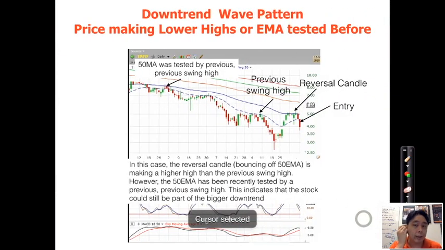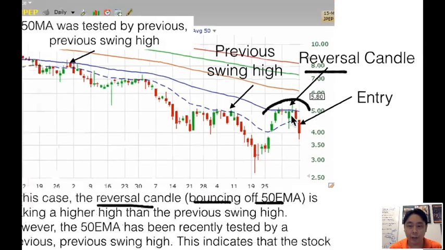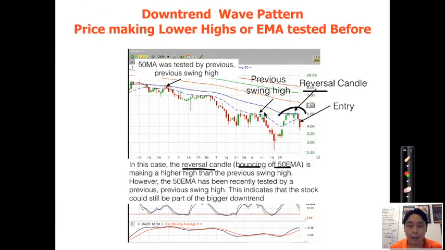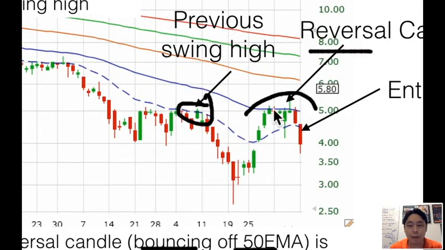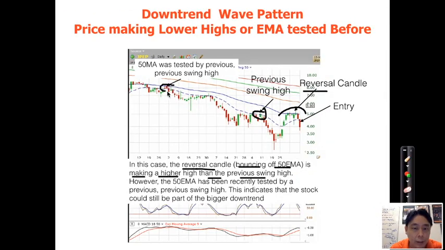Now, here's again the third scenario. Third scenario is one where the reversal candle, which is bouncing off the 50 moving average over here, you can see, right? That's my reversal candle. It's making a higher high than the previous swing high, right? But it is bouncing off the 50 moving average. And this moving average has been tested before, right? It was tested here, tested here.